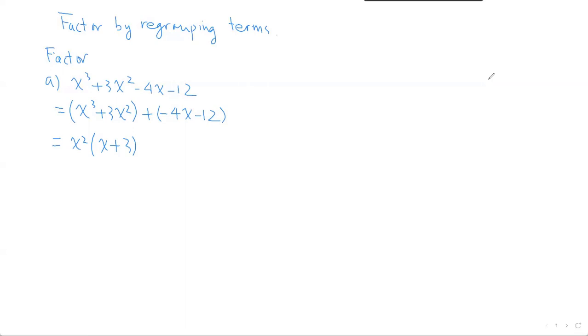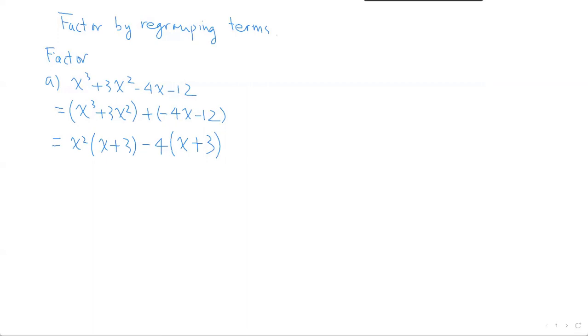And for the second pair, look at the numeric part. You have negative 4 and negative 12. We know negative 4 is a common factor. So let's factor this negative 4 out. So the first term becomes x. And the second term, negative 12 divided by negative 4, so this is plus 3.